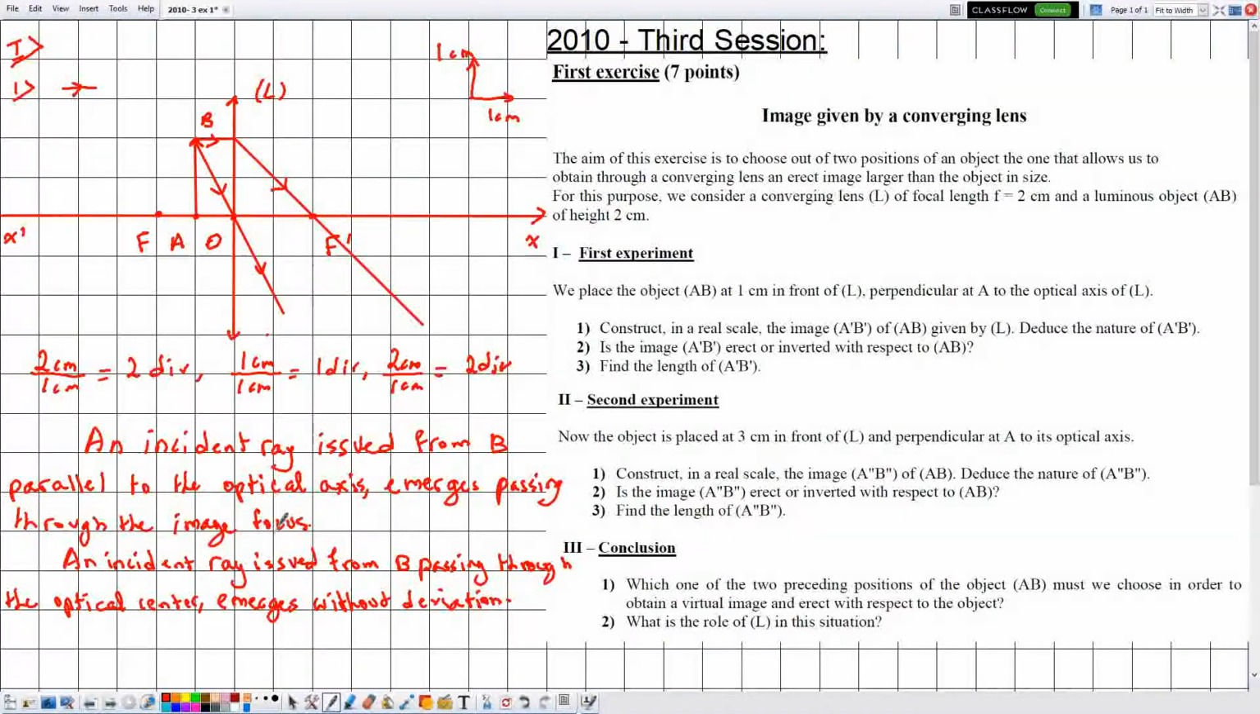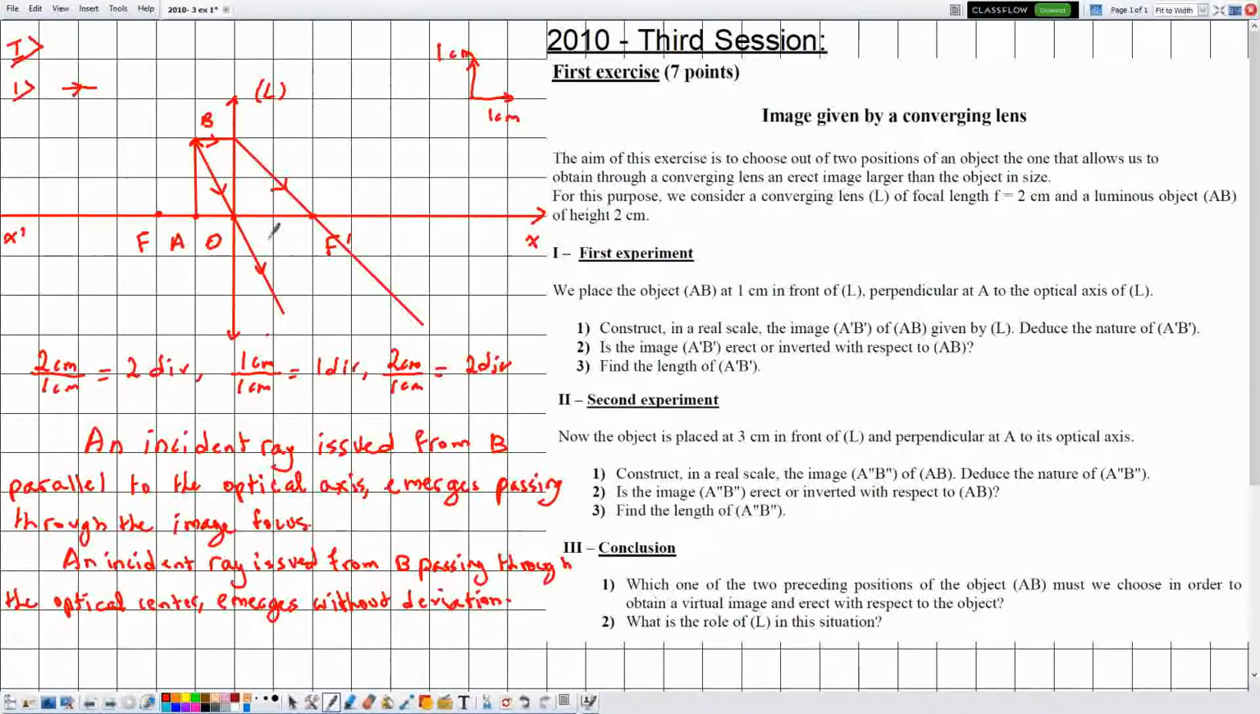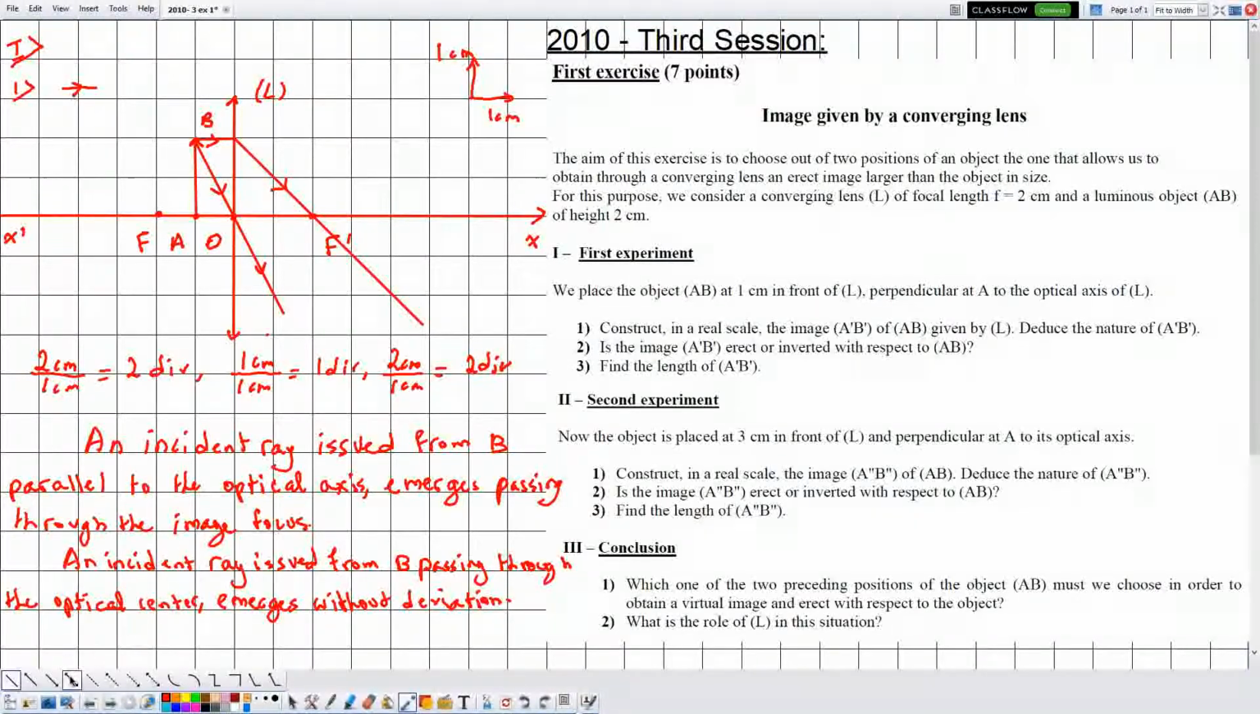So this is the tracing and the justification of the two rays. Now let's trace and justify the image. Notice that these two emergent rays don't intersect behind the lens. In order to obtain the image we require for these rays to intersect, therefore we need to prolongate them backward. This is the prolongation of the first ray. Always the prolongation must be dotted, and this is the prolongation of the second ray.